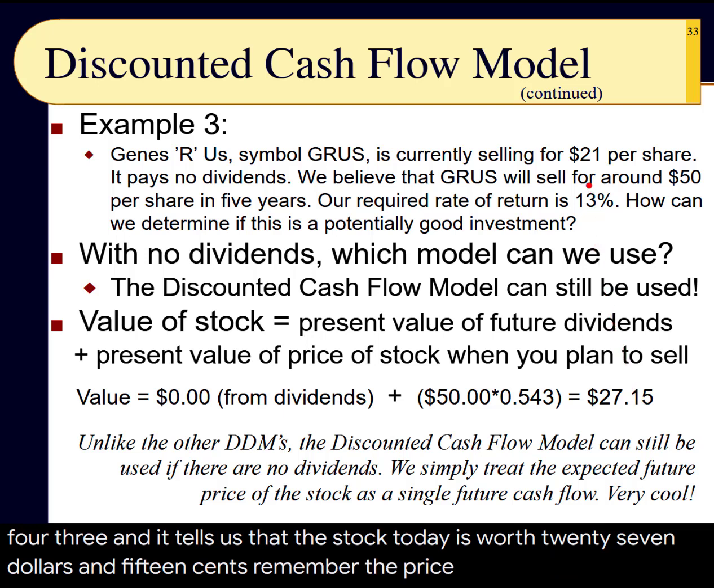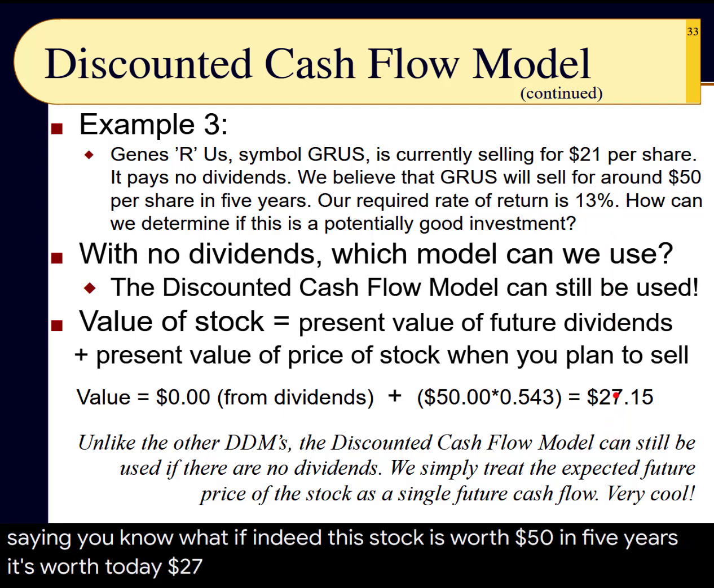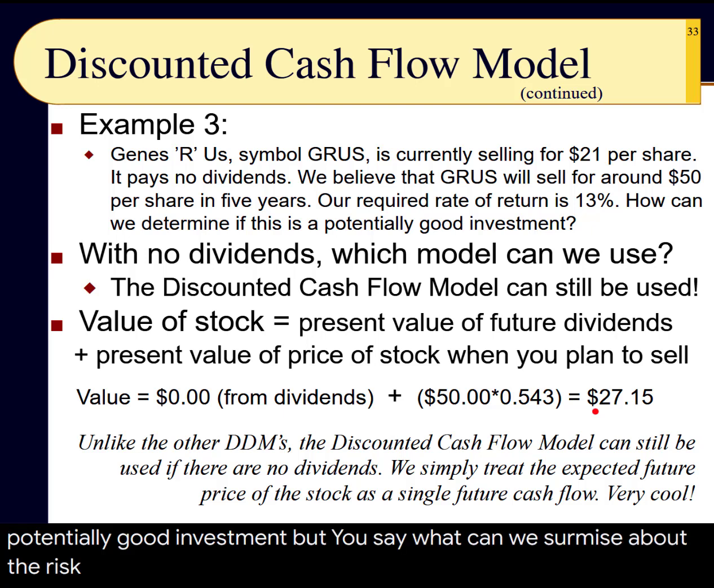Remember, the price is $21. So the model is saying, you know what? If indeed this stock is worth $50 in 5 years, it's worth today $27.15. It's a potentially good investment. But what can we surmise about the risk versus reward profile of Genes R Us as compared to Pretzels Unlimited?